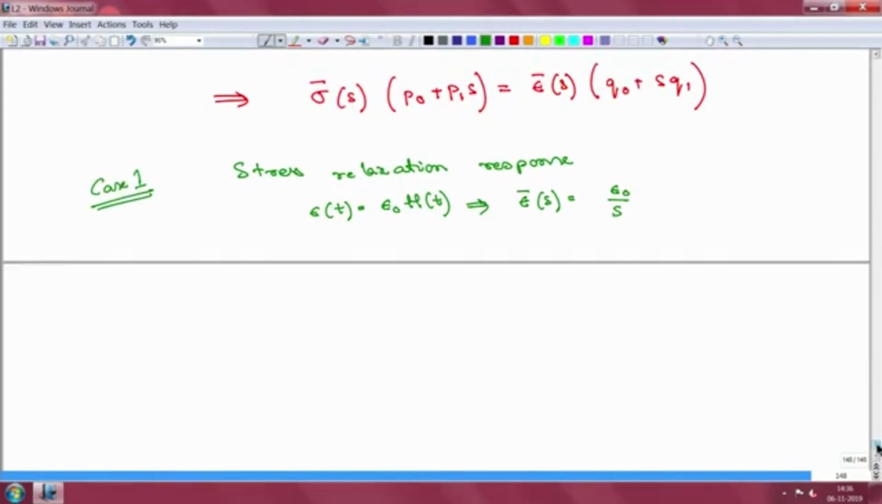Second. Okay, so let us go ahead and replace. So, you have Q bar S equal to epsilon naught by S, you have Q naught by S, Q1, P0 plus P1 S.